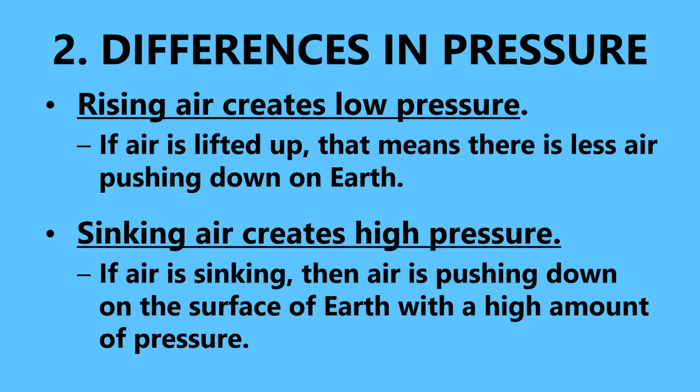So we know one thing that controls the movement of air is that difference in temperature. The other thing is the difference in pressure. We talked about air pressure, high pressure, and low pressure, and we know that we measure that on a barometer. Rising air creates low pressure. So as the air goes up and up and up, there's less pushing down on the Earth. So there's less pressure when there's less air there. Sinking air, on the other hand, creates more pressure. If the sinking air is now pushing down on the Earth's surface, it's going to create more pressure.